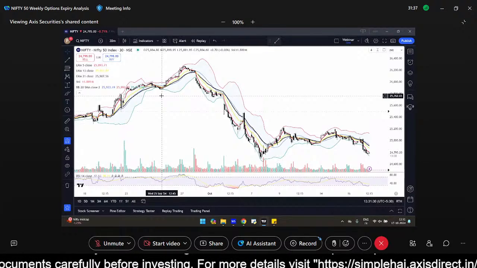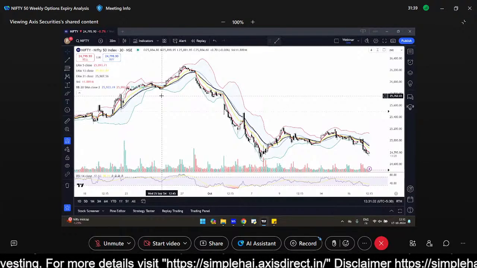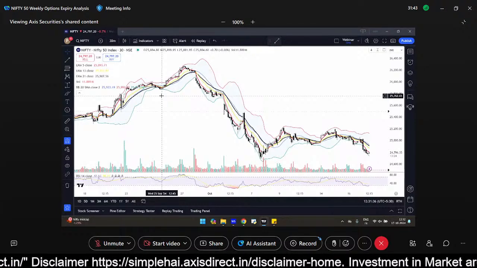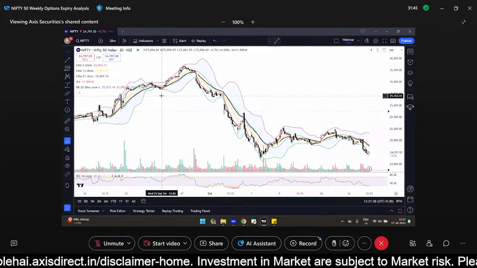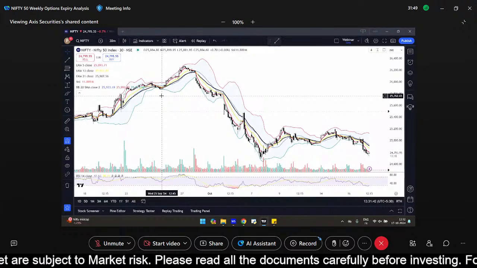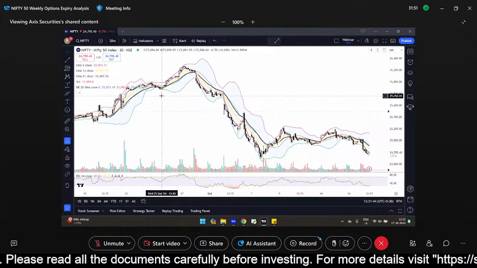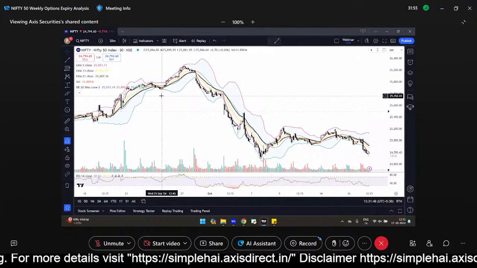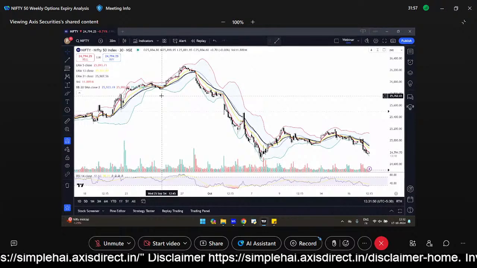So those who don't know what Bollinger Bands are, I'm pretty sure that most of them might know, but if anyone needs details on this, then we'll come up with it. We have a technical analysis session scheduled in the coming week, and we'll cover the Bollinger Bands concept there.